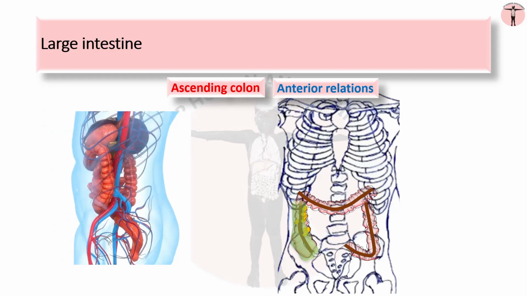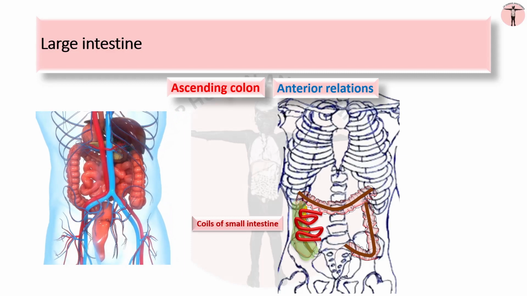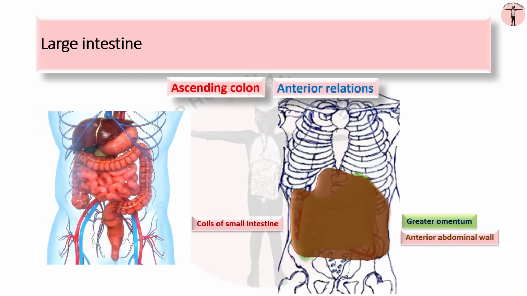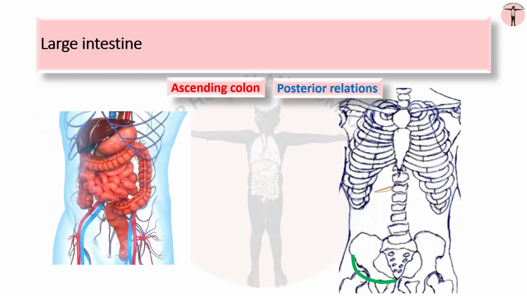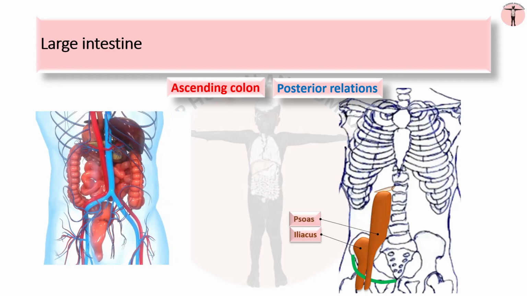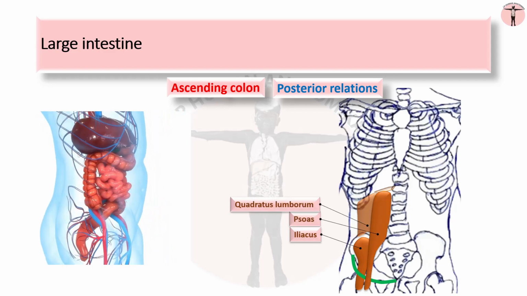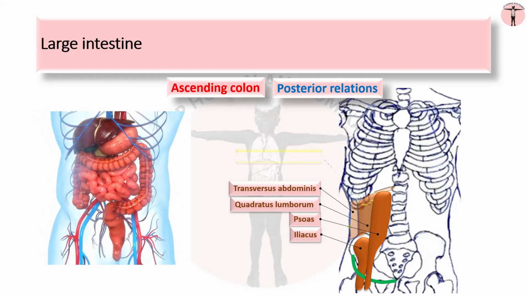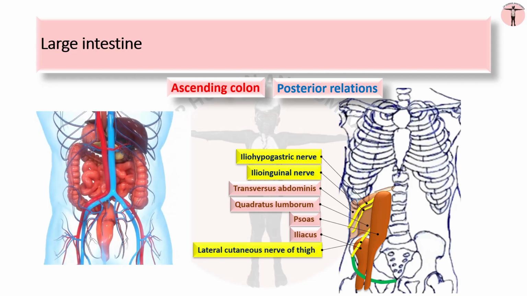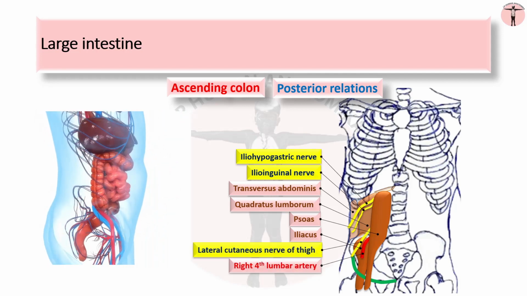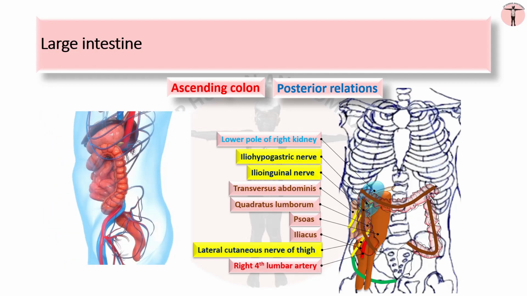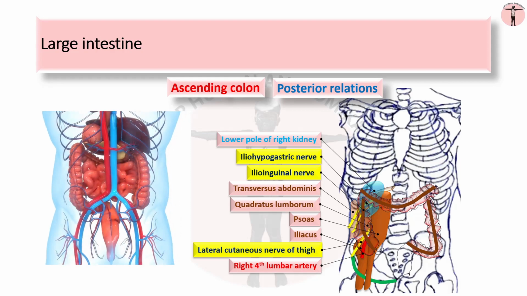Anteriorly, ascending colon is related to coils of small intestine, the greater omentum, and the anterior abdominal wall. The relations to the ascending colon posteriorly are the iliacus, the psoas, the quadratus lumborum, the transversus abdominis muscle, the iliohypogastric, the ilioinguinal nerve, lateral cutaneous nerve of thigh, the right fourth lumbar artery, and the lower pole of right kidney. And the ascending colon is in front of all these structures which are lying behind.